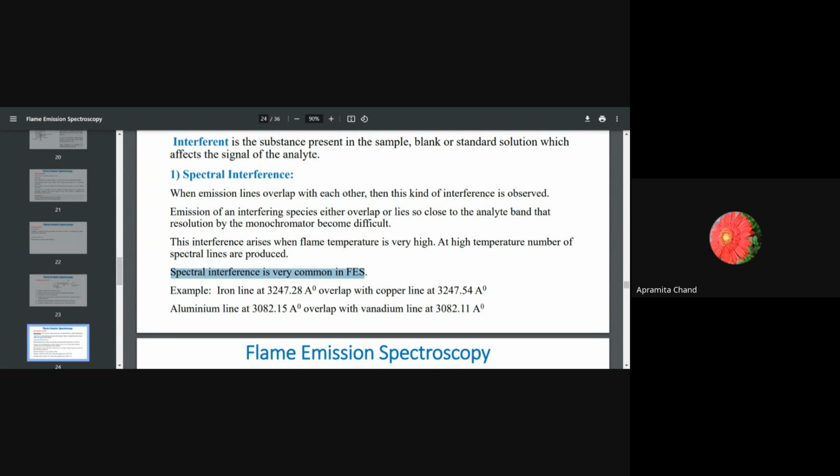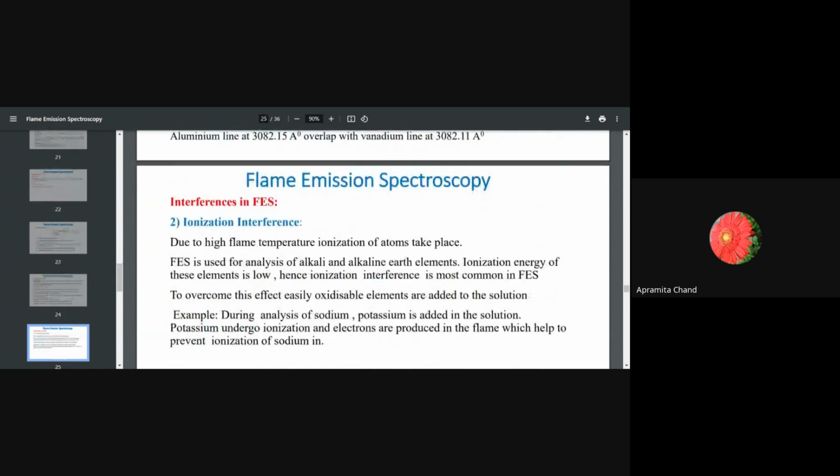Okay, so the resolution by the monochromator sometimes becomes difficult, particularly when the flame temperature is high, because at that temperature, more number of spectral lines will be produced.